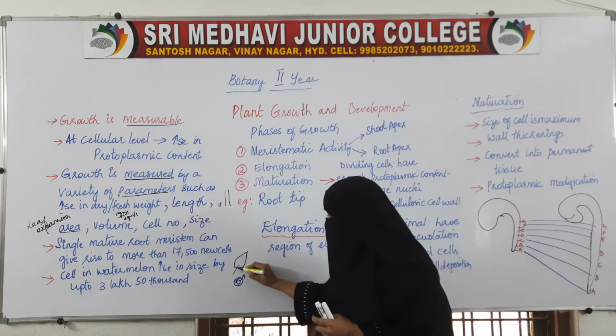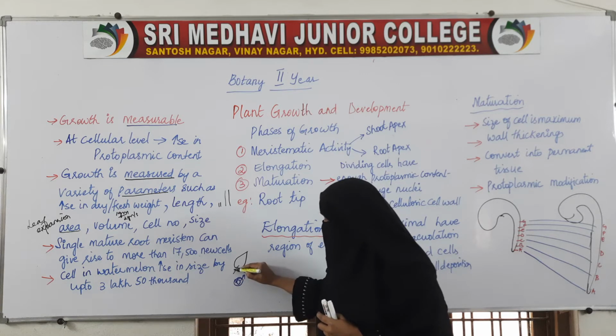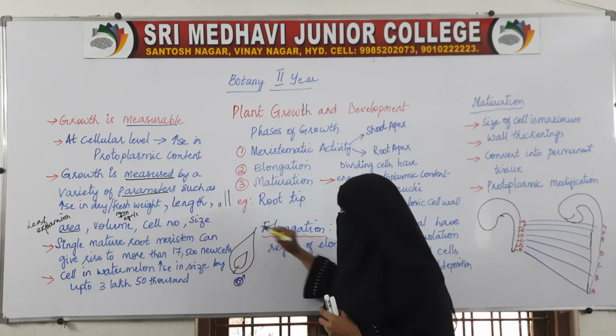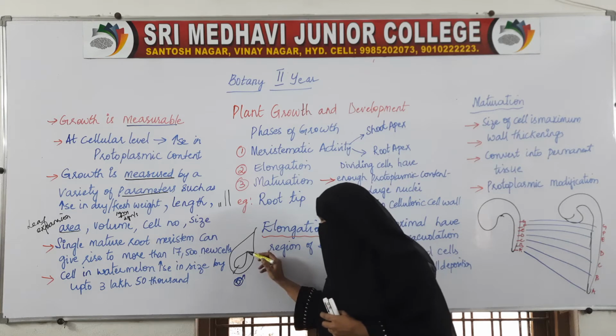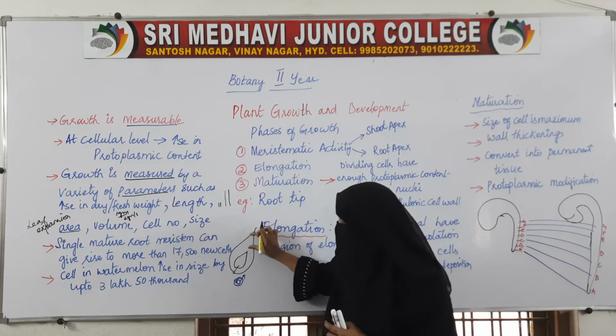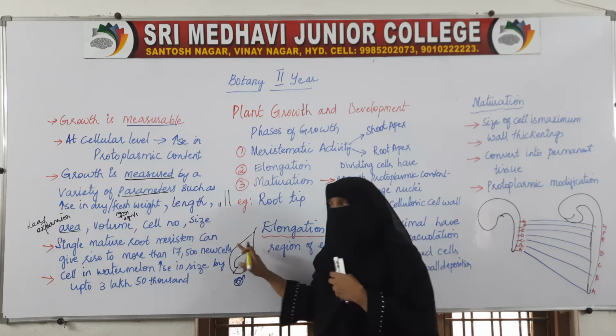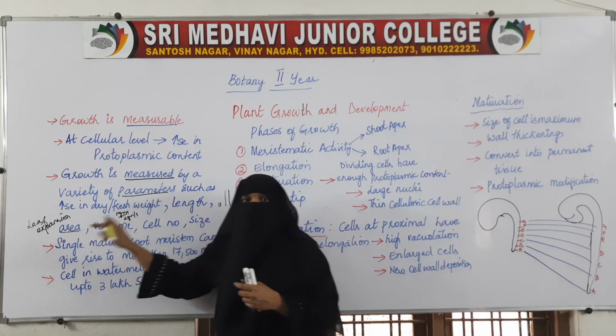Earlier the leaf was of this size only. After some days you go and check, now the size of the leaf will have increased. So, by this we can measure the growth. Earlier growth was this much, now it is this much. We can measure by checking the increase in the area.